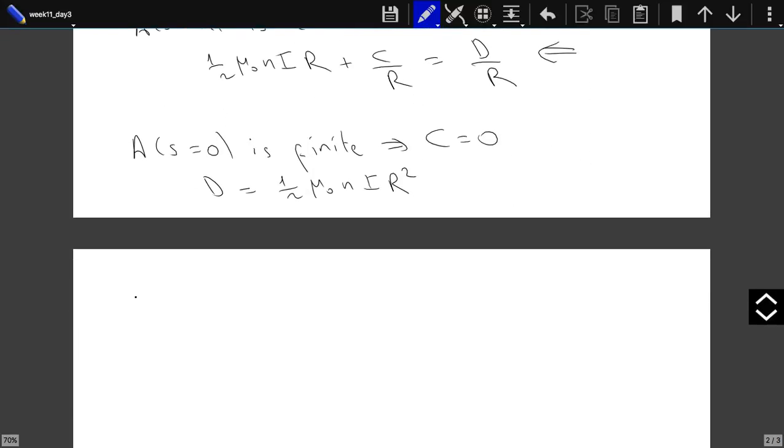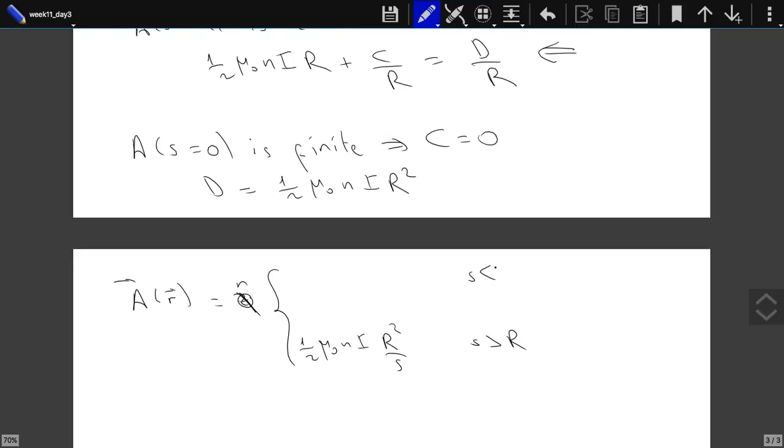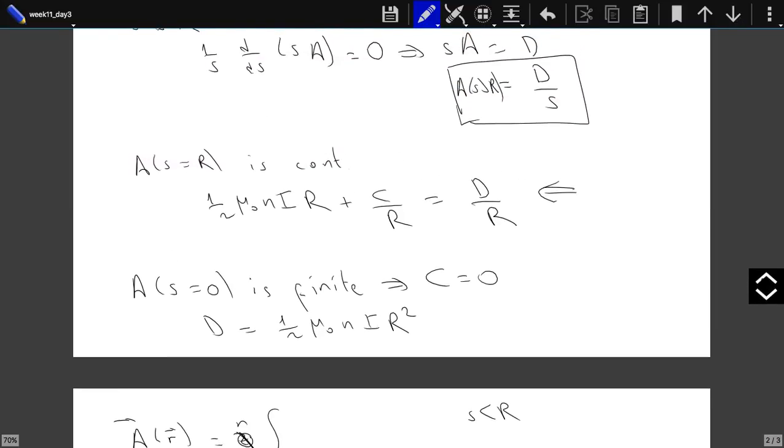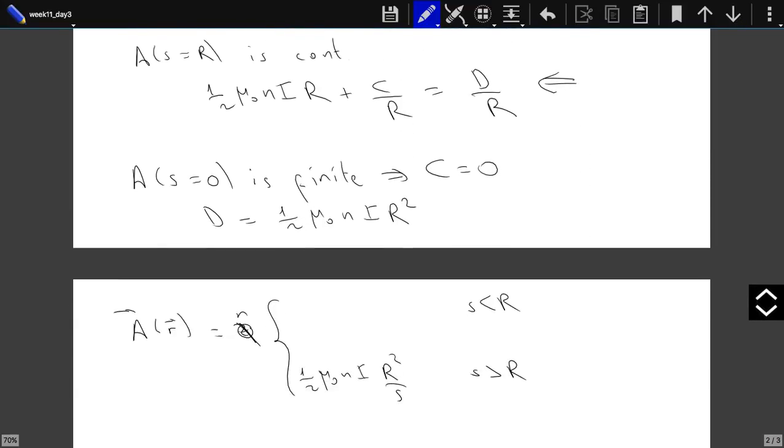So now I have my vector potential. This is equal to, it is in the z direction. No, it's in the phi hat direction, sorry. For S larger than the radius, it is 1 over 2 mu 0 n I R squared over S. And for S less than R, inside the cylinder, it is 1 over 2 mu 0 n I times S.